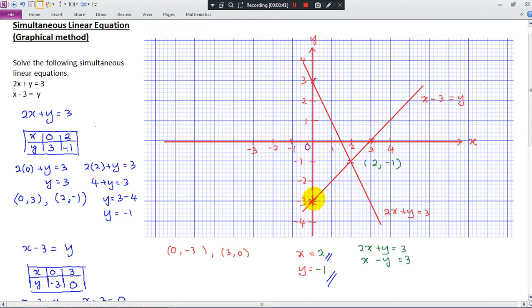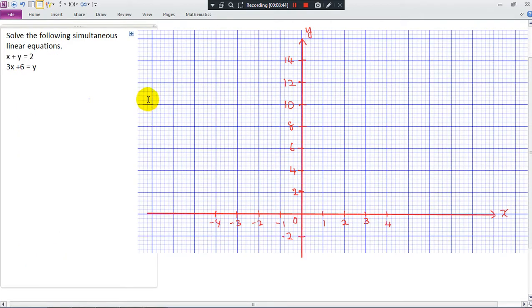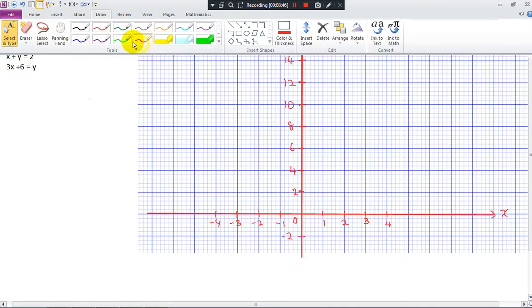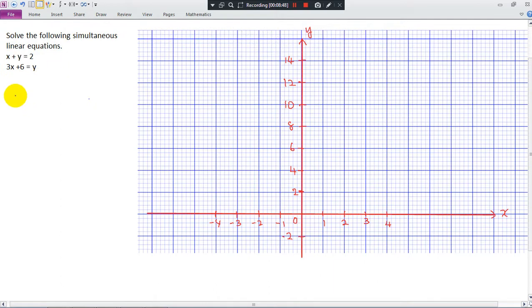Let's try one more question. Let's look at the second question. X plus y, same thing. I'm going to solve these simultaneous linear equations using the graphical method. I draw a table for these linear functions and calculate the values of x and y. Since this is a straight line, I just need 2 points.